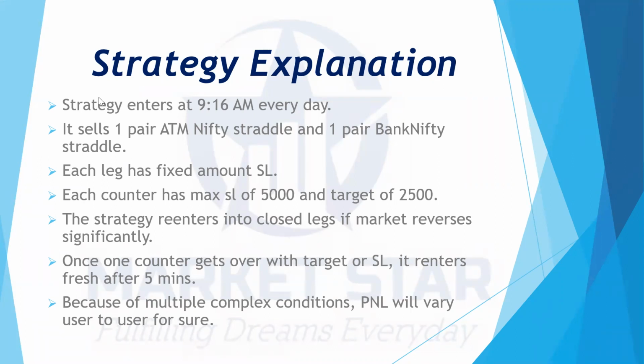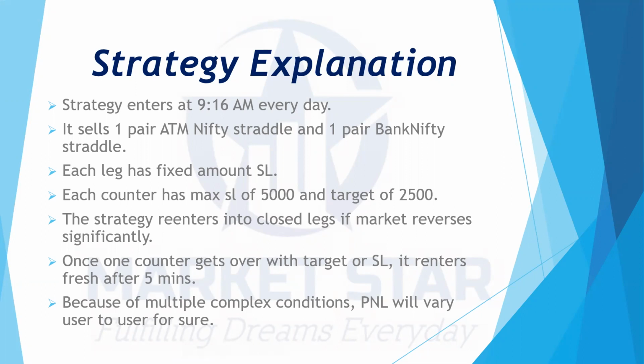So suppose at 9:16 we entered, and at around 11:45 the strategy has given the target of 2500. So it will pause for 5 minutes, and at 11:50 it will enter again. Now depending upon the entry criteria, the entry amount or entry premium, user A would have got 2500, and for him the target has already been done.